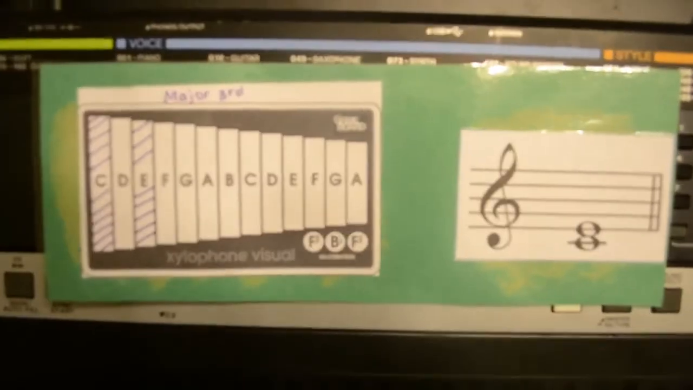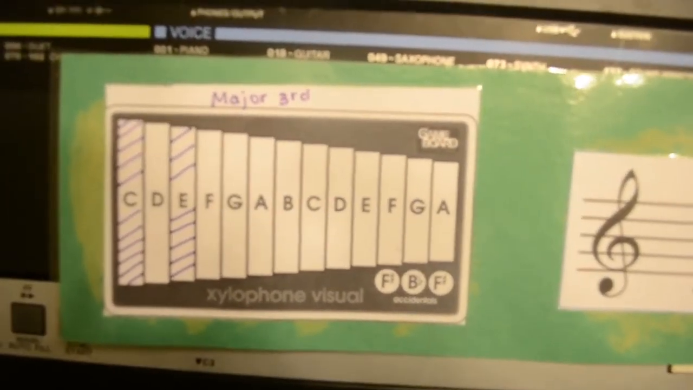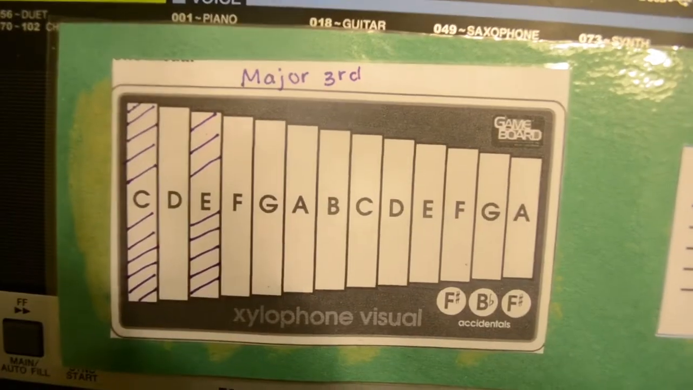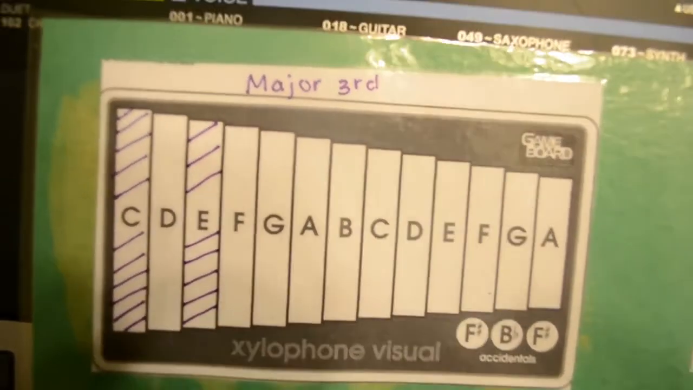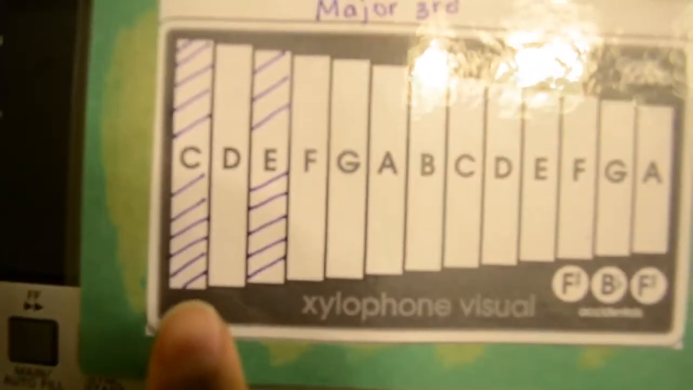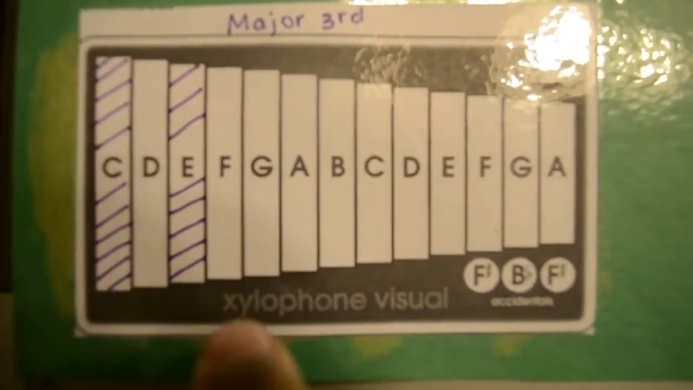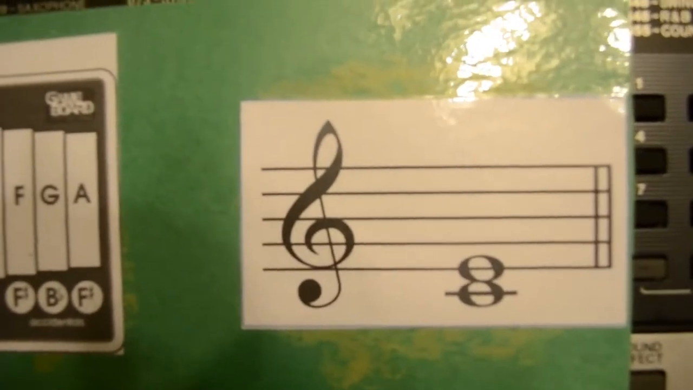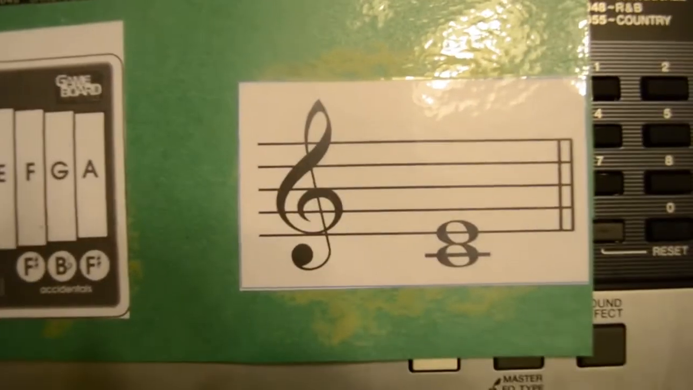The first interval we're going to take a look at, the distance between the first and the second note, is going to be the major third. Looking at this one, we see the major third, if we start on C, is the third note up, is E. C1, D2, E3, the major third. Taking a look here at it on the staff, we have middle C, third note up is that E.